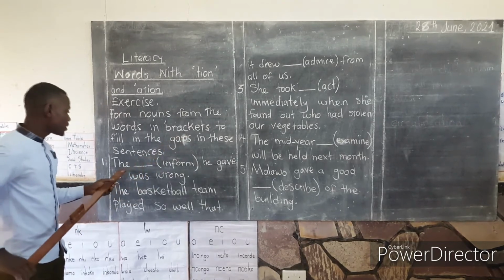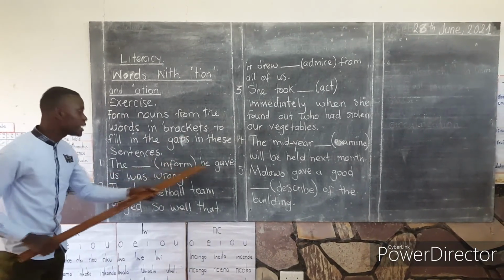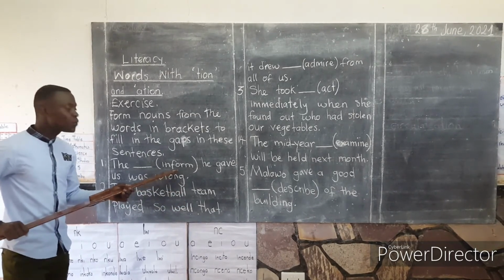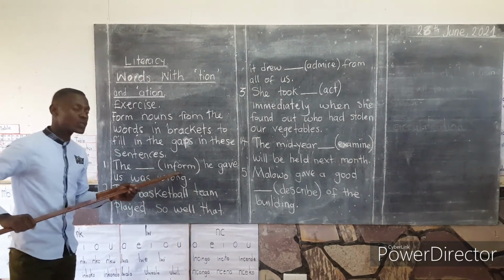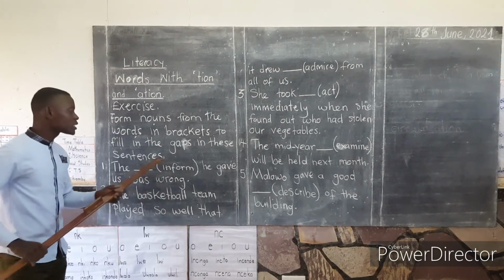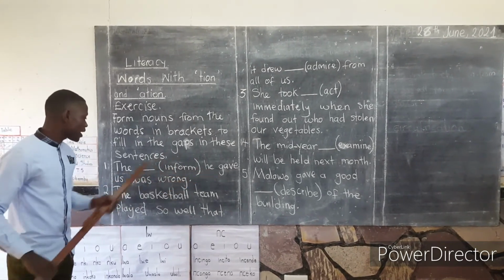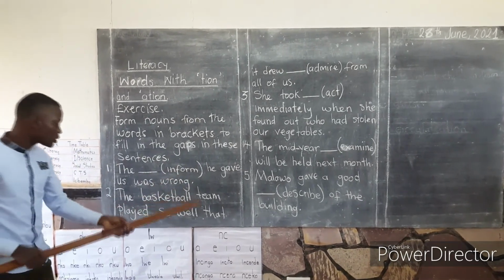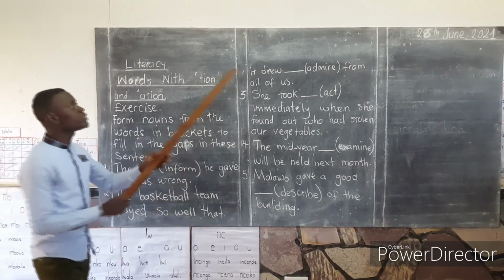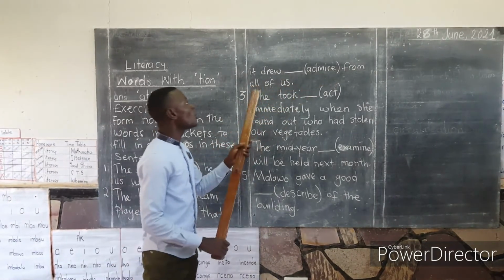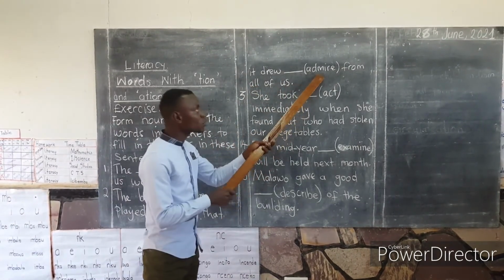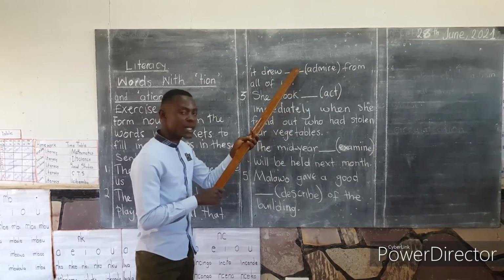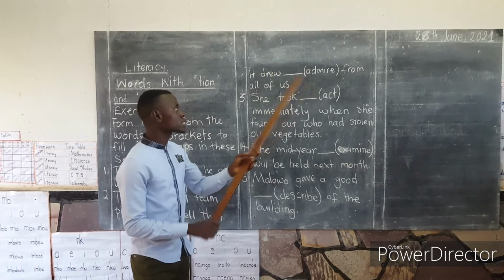So you read the first question. You say, the dash he gave us was wrong. You form a noun from this word, inform. The dash inform he gave us was wrong. Number 2, the basketball team played so well that it drew dash from all of us. You change this word, which is a verb, into a noun. That's when you're going to have the correct answer here to finish this sentence.